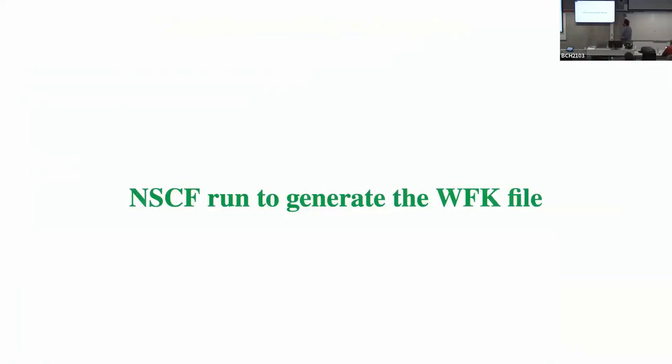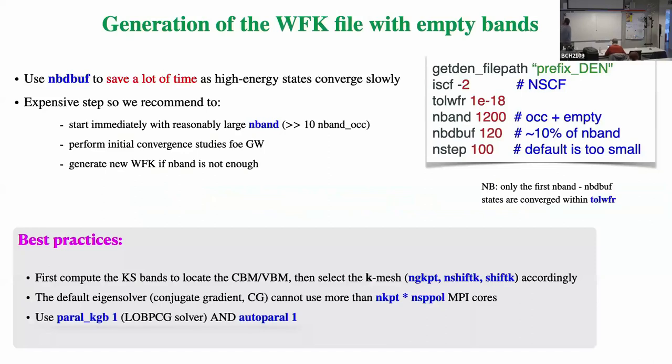Okay, now I would like to discuss the first step of the GW calculation, that is the generation of the wave function file, including empty states. This is the set of variables that are needed. So the idea is that, first of all, you perform a ground state self-consistent calculation with only the occupied states plus some empty states, just to make the SCF cycle more and more stable.